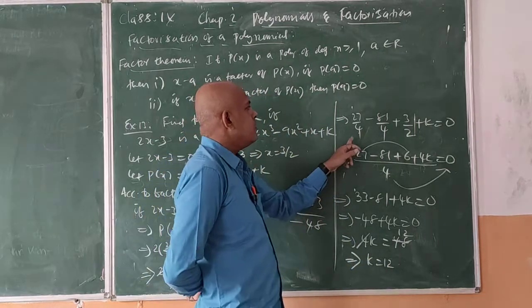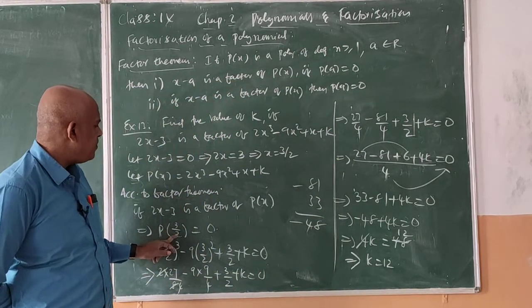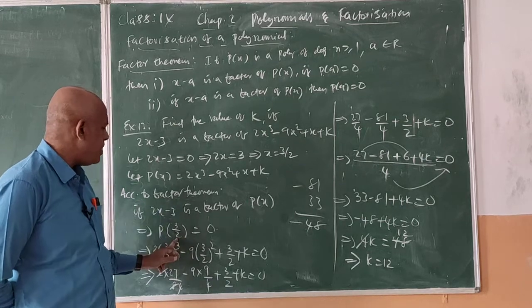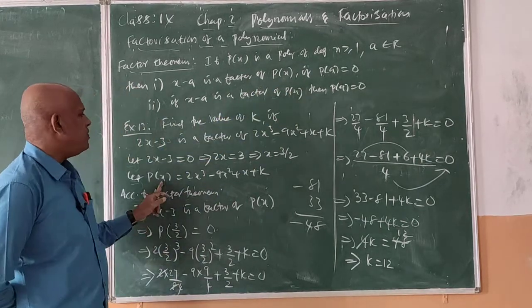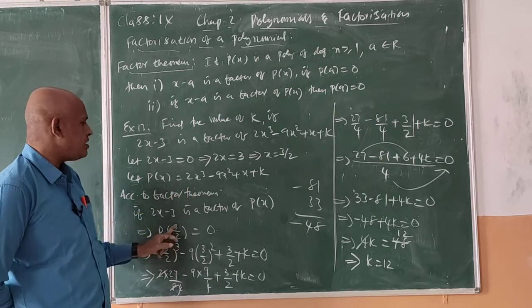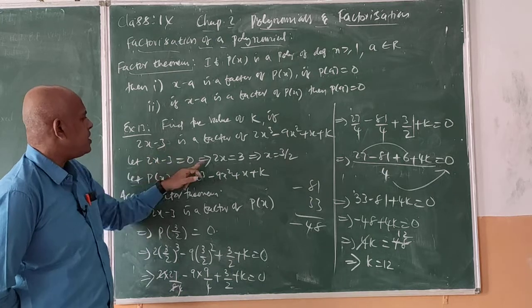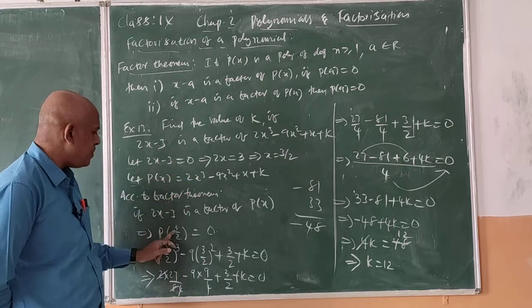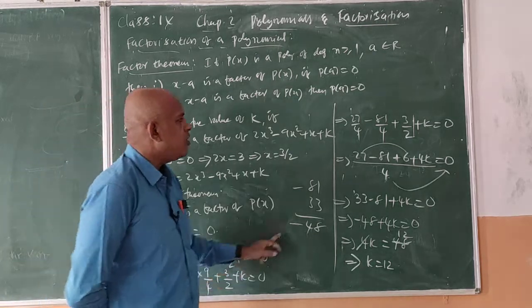So once again I am repeating. Here in place of x we are substituting 3 by 2. P of 3 by 2 is equal to 0. When x minus a is a factor, p of a is equal to 0. When we equated, what x value did we get here? The x value is 3 by 2. In place of x we are substituting 3 by 2. P of 3 by 2 is equal to 0. By substituting 3 by 2 in this, we got this simplification.